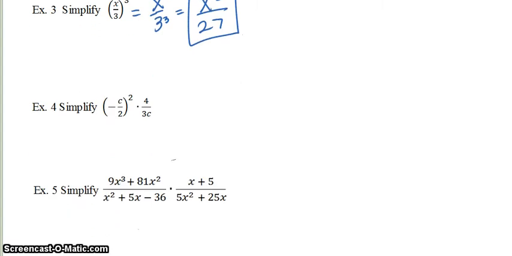Alright, so number 4. Now, that negative can go either with the c or with the 2. It doesn't really matter. But if you think about it, if a negative is being squared, it's going to be positive. So we just know it's going to be positive, so I'm just going to ignore the negative. So c is going to be c squared at the top and 2 squared at the bottom, which is 4. And then we have 4 over 3c. So those 4's cancel each other out, and that c cancels out, and that cancels to 1c, like just c. So you have c at the top and 3 at the bottom.